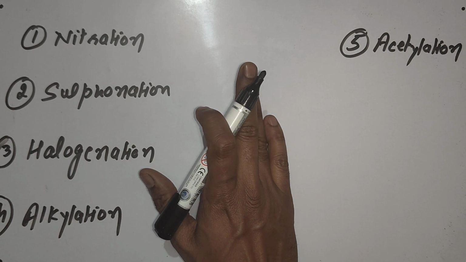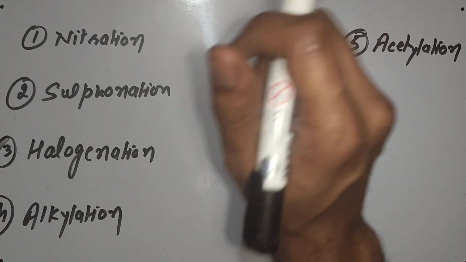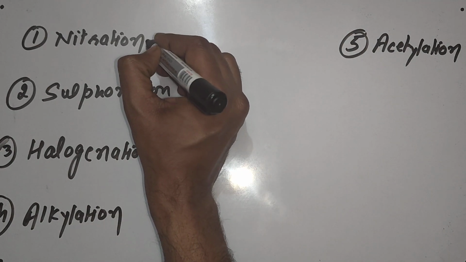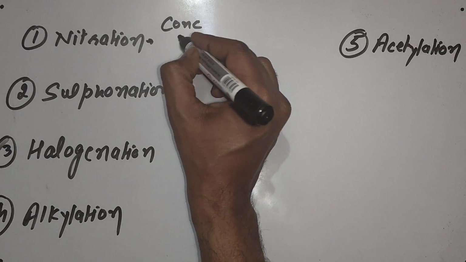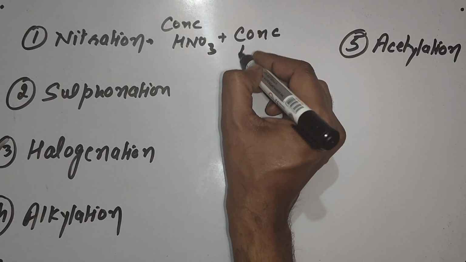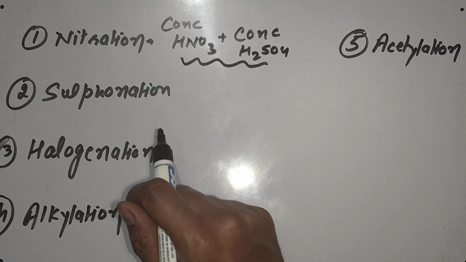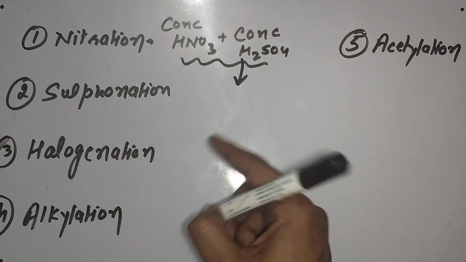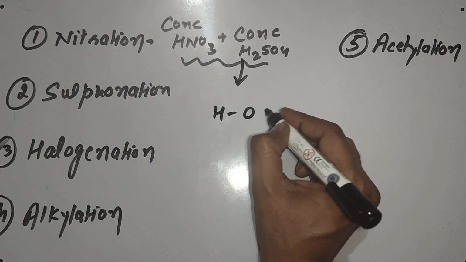mechanism, generation of electrophile. Look in nitration how electrophiles are generated which will attack on a benzene ring. We know in nitration which chemicals we are using: concentrated HNO3 and concentrated H2SO4. These are the two chemicals we are using for nitration. Now understand, this mixture will create how electrophile. HNO3.